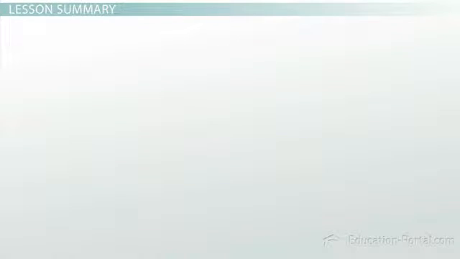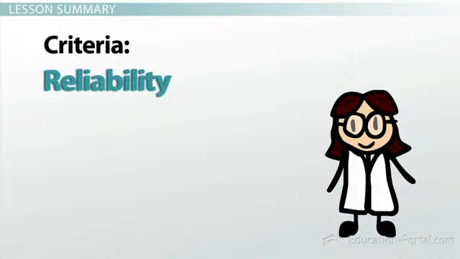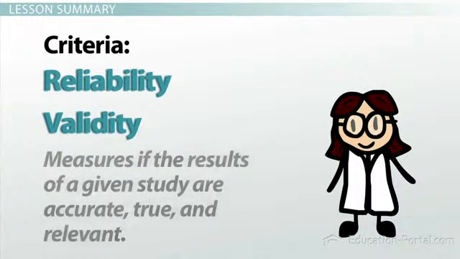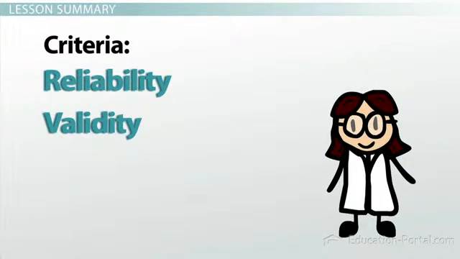In summary, anytime a researcher attempts a research study, he or she needs to consider several criteria for how well that study is done. In general, reliability measures consistency of scores across time or different contexts. There are several different types of reliability. In general, validity measures if the results of a given study are accurate, true for different kinds of people, and relevant to the real world. You can use these criteria when you're designing your own research studies or when you are reading about other people's research studies to decide if they are of high quality.